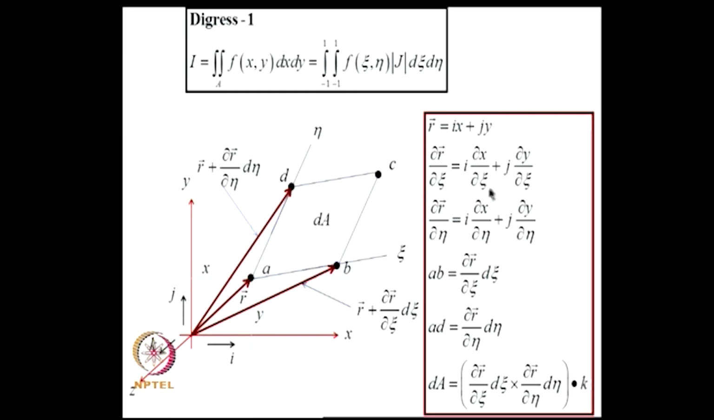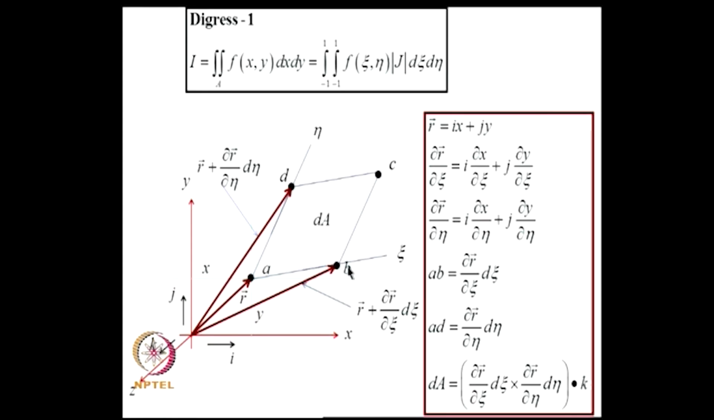It is i ∂x/∂ψ plus j ∂y/∂ψ, where i, j, k are unit vectors along x, y and z respectively. Similarly, ∂r/∂η is i ∂x/∂η plus j ∂y/∂η. The line AB, if you see, is what is this? So, this plus this is a vector sum.